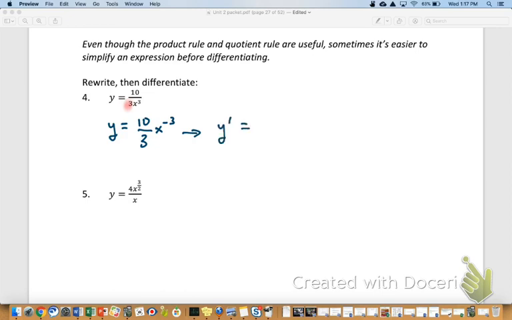Negative 10 x to the negative 4th. So you see what I mean? If you do a rewrite, basically it takes you 5 seconds. Whereas if I didn't rewrite, oh my goodness, think about this. This would be a different way of approaching it.